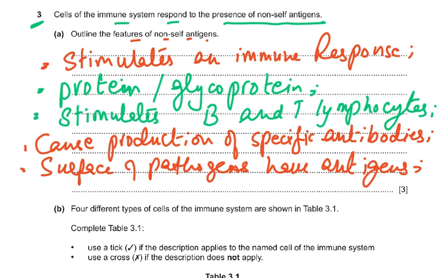Antigens are usually proteins or glycoproteins. They stimulate B and T lymphocytes, and then the B lymphocytes, the plasma B cells, make the antibodies, and the surface of the pathogens has the antigens.